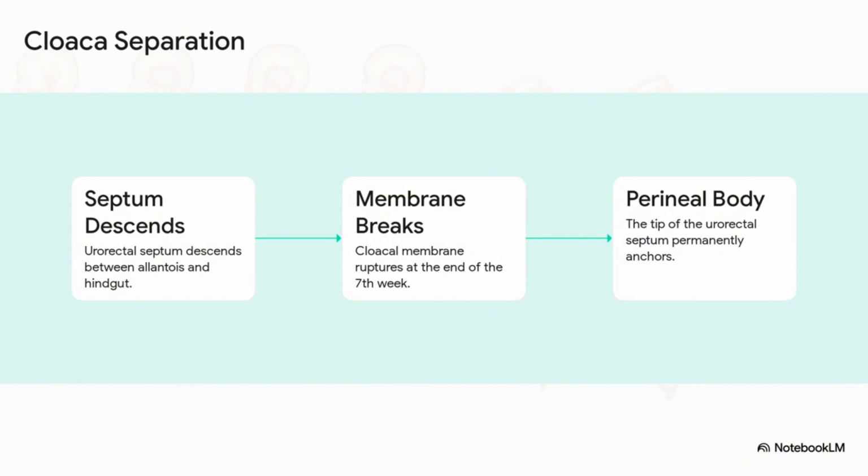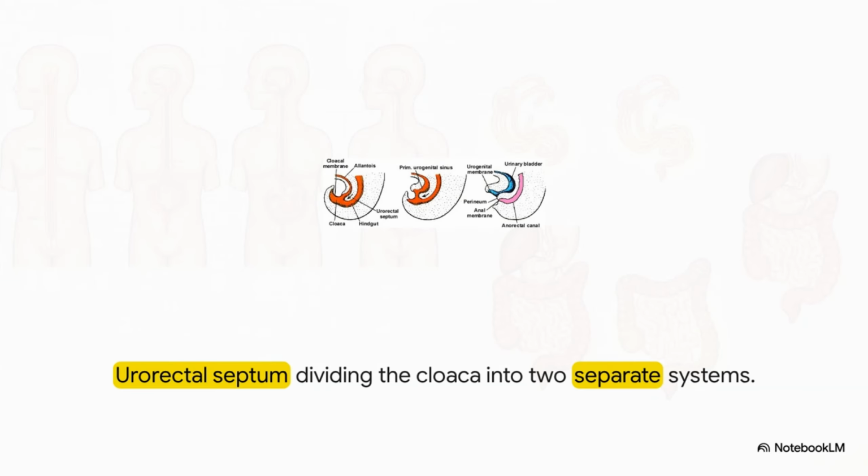Finally, the very tip of that urorectal septum anchors permanently in place, and that anchored tip becomes the perineal body. If you trace this process visually, you can see the urorectal septum acting just like a wedge, driving relentlessly downward. It is physically splitting the cloaca in two, pushing the primitive urogenital sinus to the front and isolating the anorectal canal to the back.